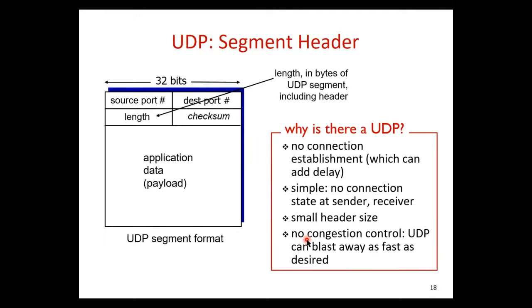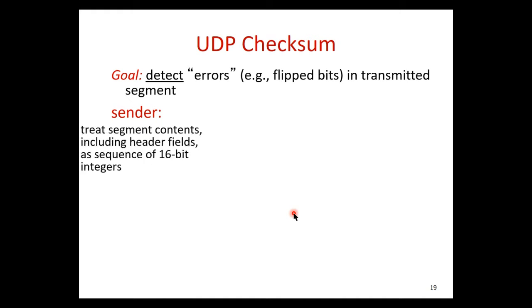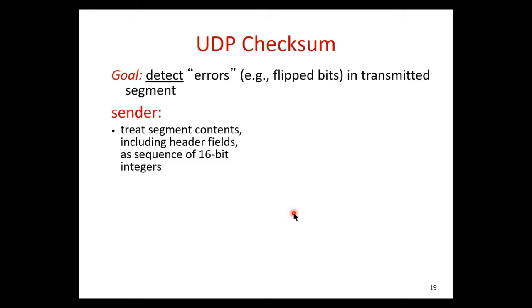Now let's look at the checksum. The goal of the checksum is to allow us to detect errors. Here we mean bit errors, something that was sent as a 1 and received as a 0, or vice versa. So how is that done? At the sender side, the sender will calculate the UDP checksum.